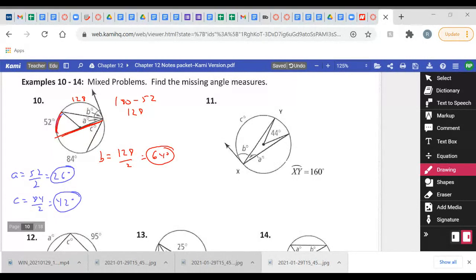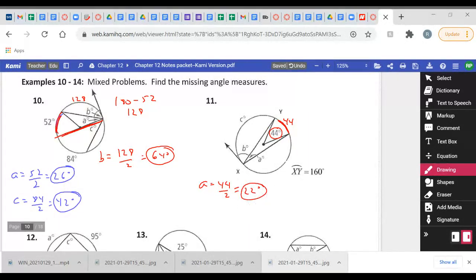Okay. On number 11, again, there are different orders of things you can go in here. I know that if this angle, which is the central angle, is 44, then I know that this arc is 44 from here to here. Okay, but now angle A is an inscribed angle that meets up with that arc. So I know that A has to be half that, which is 22.